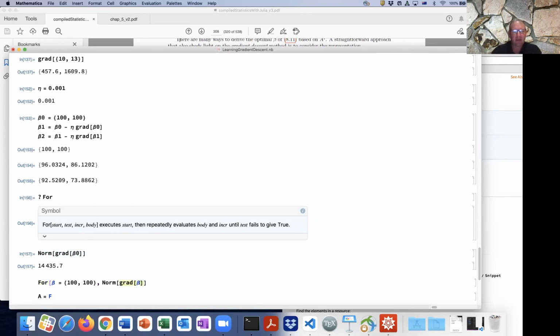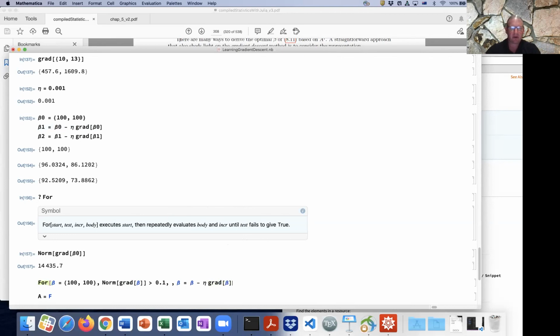Let's do the test: as long as the norm is greater. It repeats until the test fails. So as long as the norm of the gradient is greater than 0.1, for example. This is all. And the increment, let's not do anything, let's just leave it empty. And the body, let's do this main step, which is going to be beta equals beta minus eta grad beta.